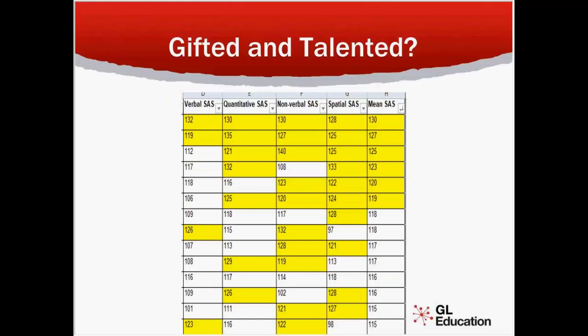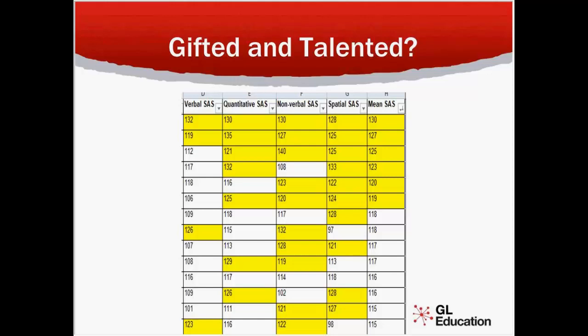Gifted and talented children, I alluded to this earlier. CAT4 enables you to identify children who are gifted and talented. Now, some schools will just use the mean score, and they'll pick a mean score of 119 or above. Okay, and you can see in this example we've anonymized it.